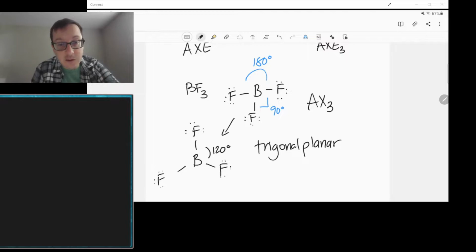It's flat. It's within the plane. So within the plane of the tablet or paper or whatever, or the board. It's all in the same plane, and it forms a triangle. So we call it trigonal planar. We're going to see there are other ones that are trigonal. So unfortunately, we do need to put both. So anything that's going to follow the AX3 pattern will be trigonal planar in terms of its shape.